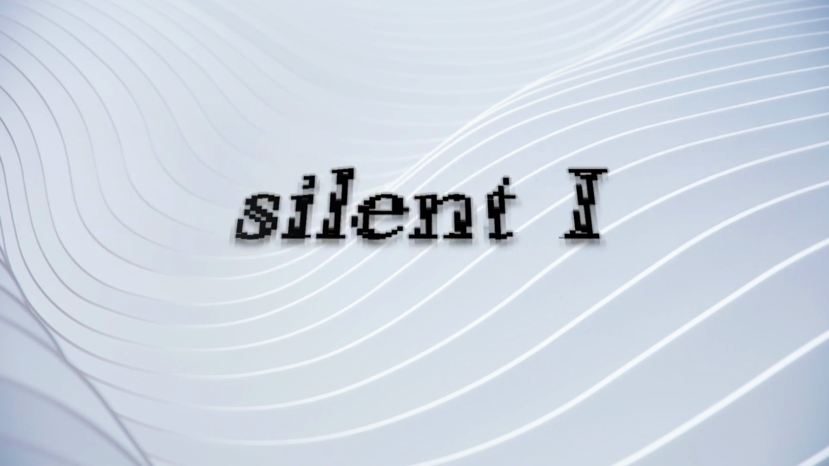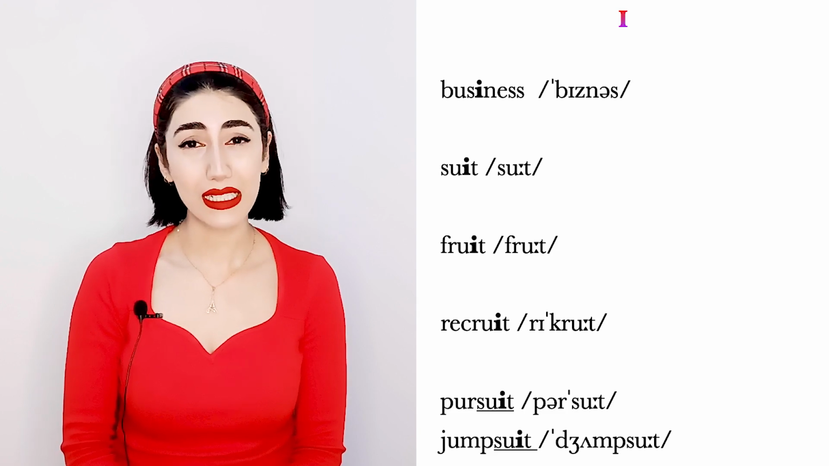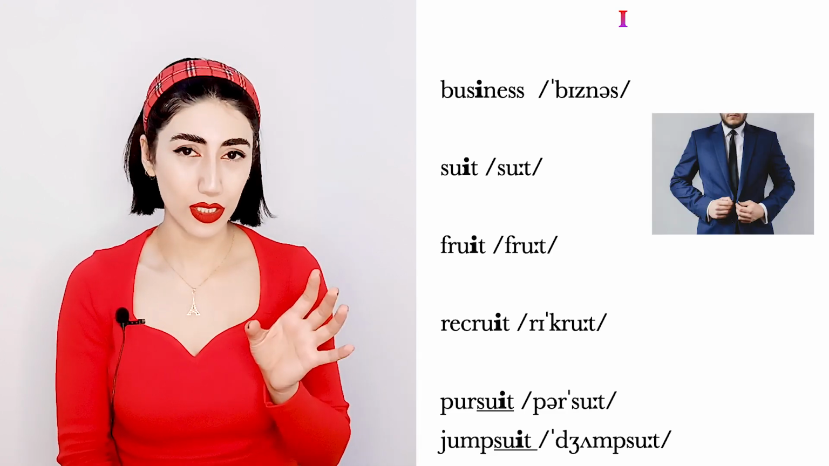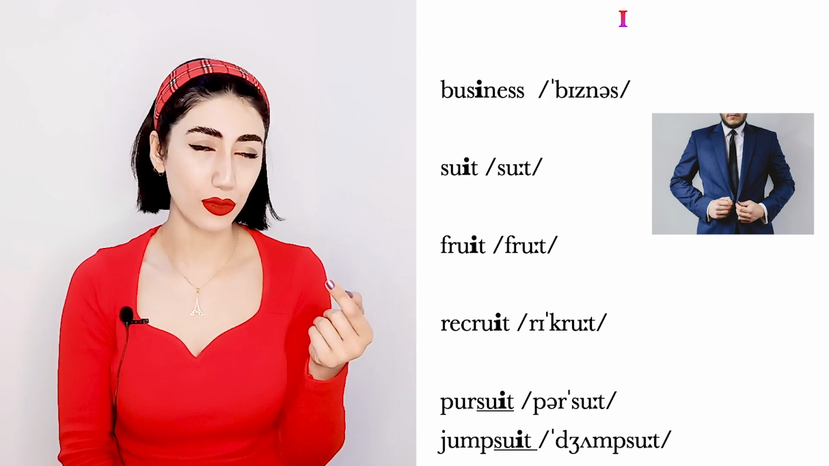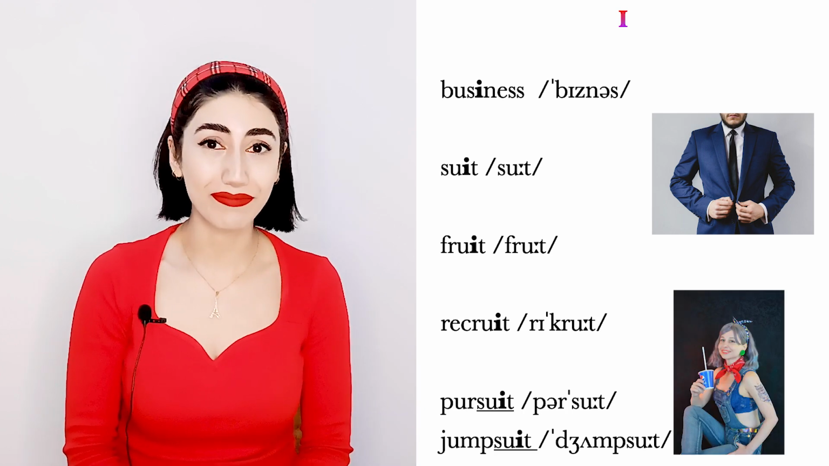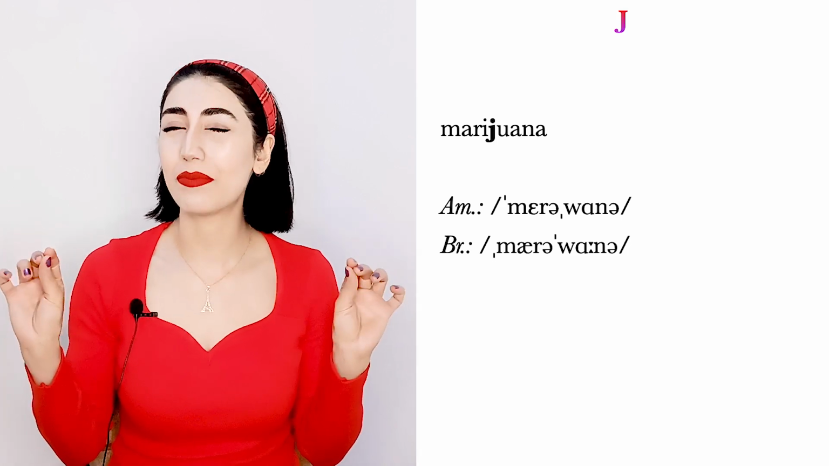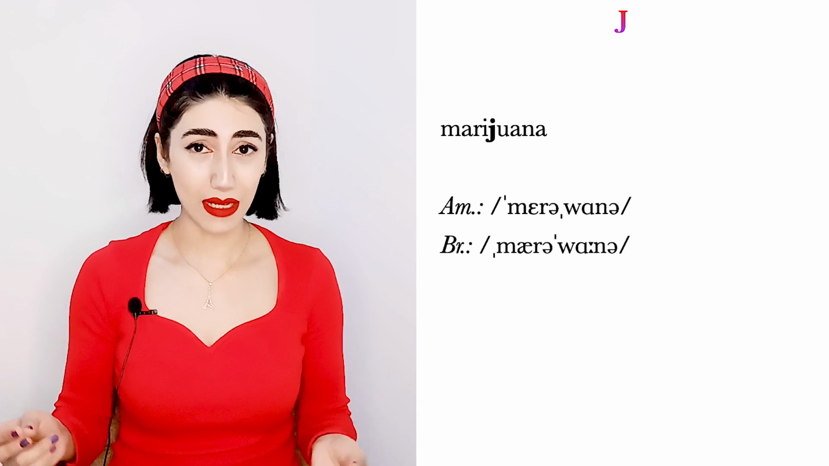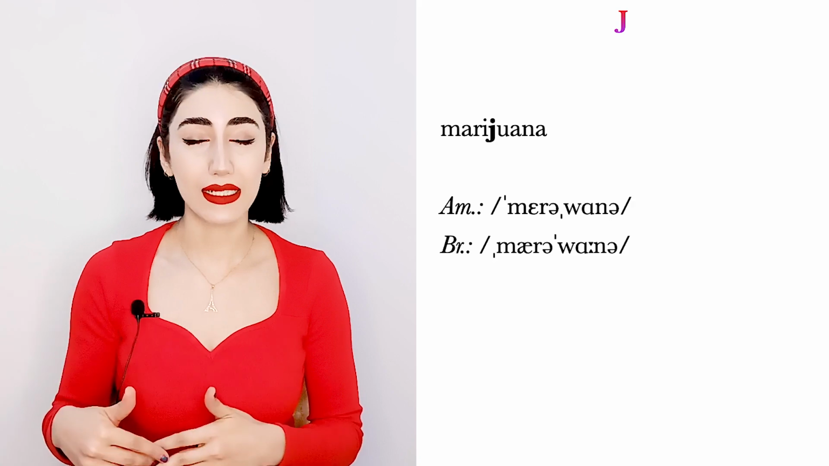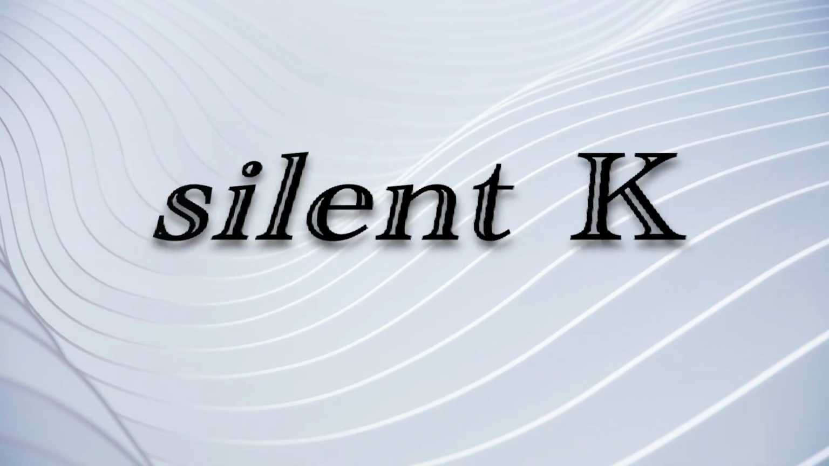And then I. There aren't many examples for silent I, just maybe in business, suit, fruit, recruit, and other situations that we have these words. For example, for suit, it can be repeated in pursuit. Another example, jumpsuit. And then J. J is so unique that it's barely unpronounced. The only example, as far as I could find, is marijuana, or Americans may say marijuana. And then K.